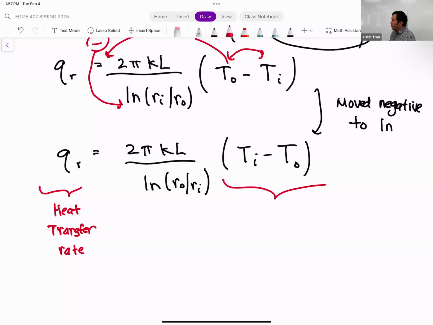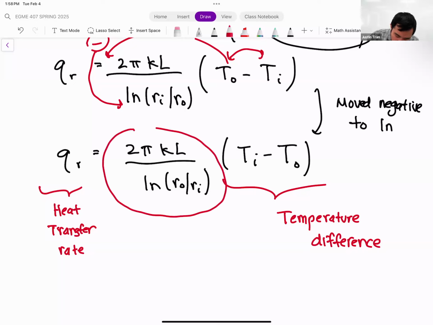We've rearranged this expression so that we have Ti minus To. So right here we have a temperature difference. And then we have all of this right here. If you look at every single term in everything I've circled here, those are all either material properties or geometric properties of the cylinder itself.